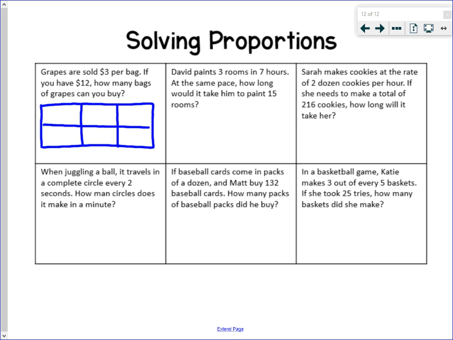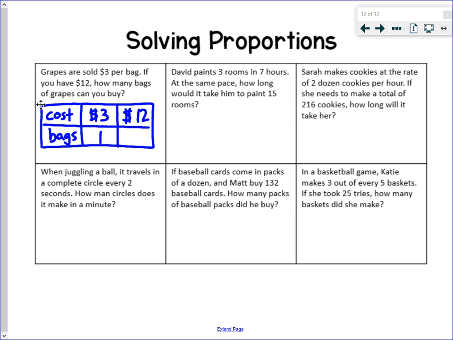So our units are grapes, so cost, and bags. And they tell us that $3 for 1 bag. If you have $12, how many grapes or bags of grapes can you buy?